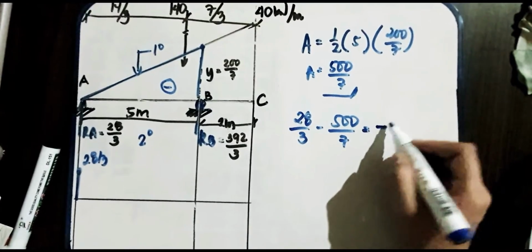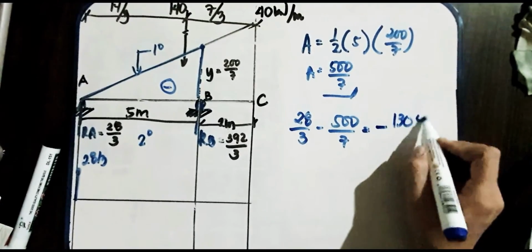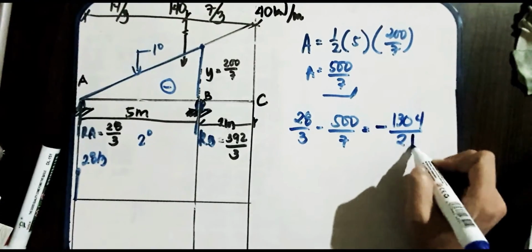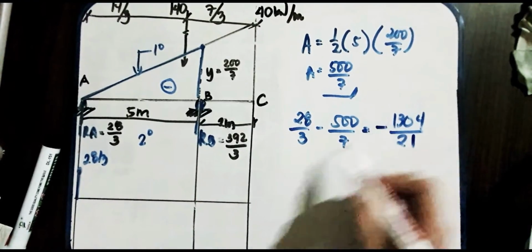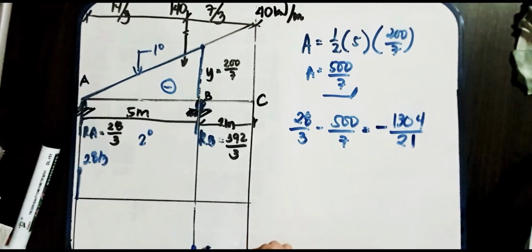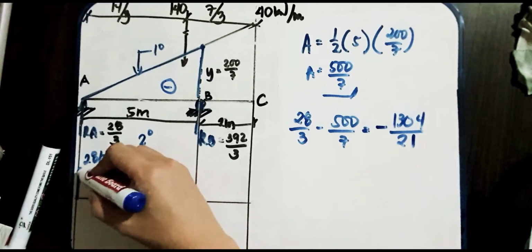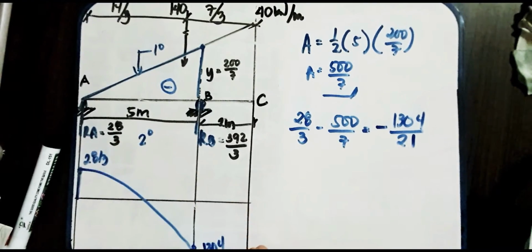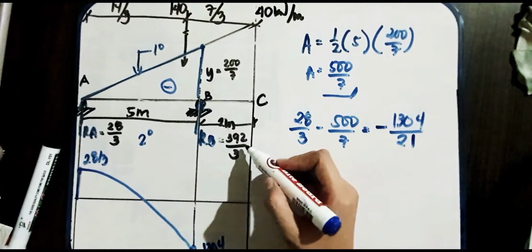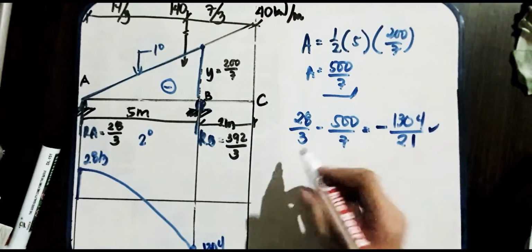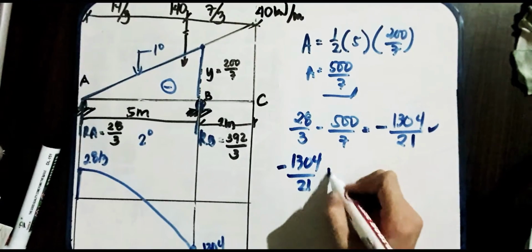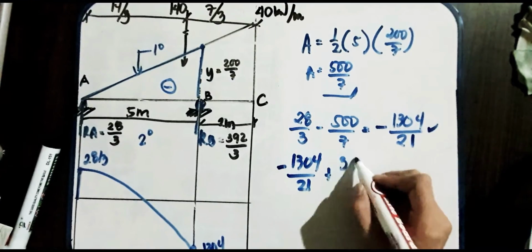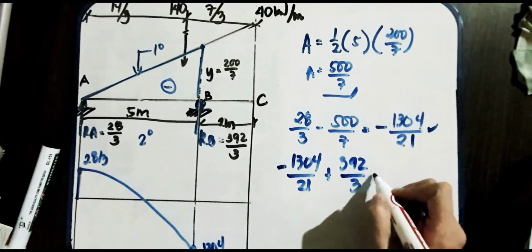So that is equivalent to, okay, negative 1,304 all over 21. So, dito siya. So, bababa siya kasi negative yung sign natin dyan. So, negative 1,304 all over 21. Curve po. Ayan. Next is, aangat siya nito. So, yung nakuha natin dito, negative 1,304 all over 21, i-add natin yung reaction natin na 392 all over 3. So, ilan yan?